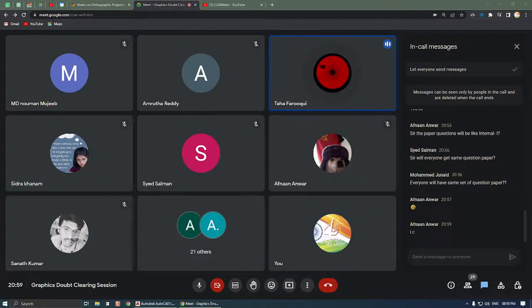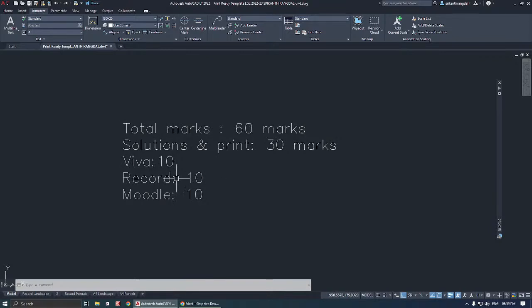Sir, what about records that are half completed, like 30 pages, only 30 problems are done? Depending on how many problems are missing, we will cut marks. I already told you the distribution of marks. 10 marks are given for the record book. So out of those 10 marks, some marks you will lose, depending on how much is incomplete. Sir, 40 problems are enough for the record? Yeah, 40 are enough.